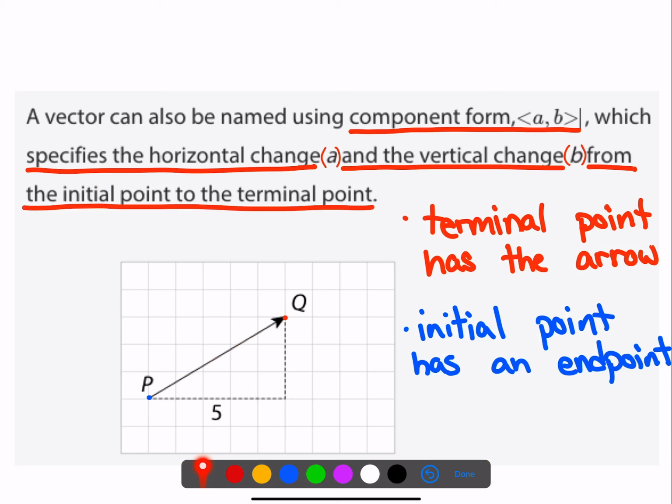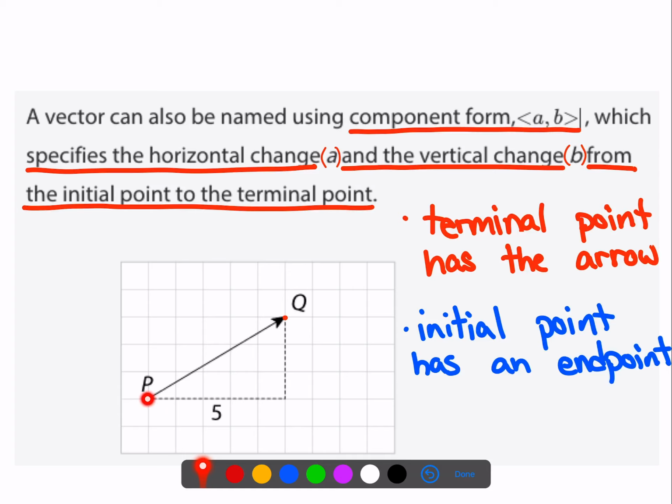So, a vector can also be named using component form, and again, component form has the pointy brackets, and it's written as ⟨A, B⟩, where A is your x value of movement, B is your y value movement. That specifies the horizontal change, again, that's x value movement, as A. And the vertical change, again, that's our y value movement, as B. And that's going from the initial point to the terminal point.